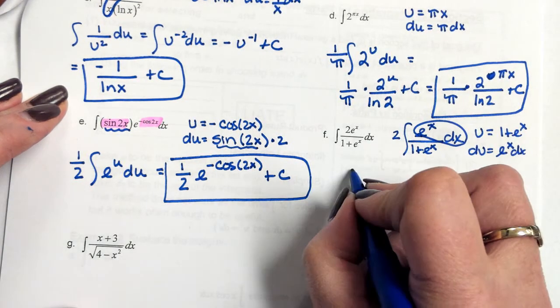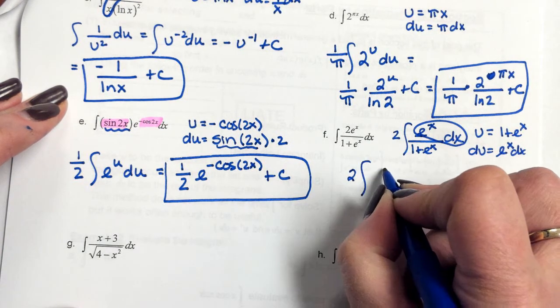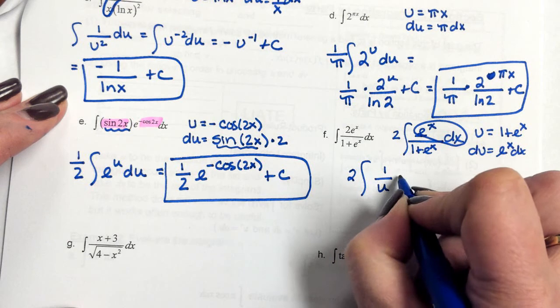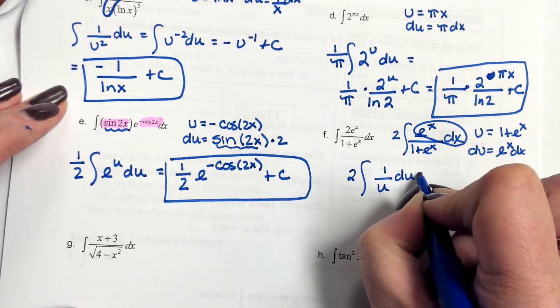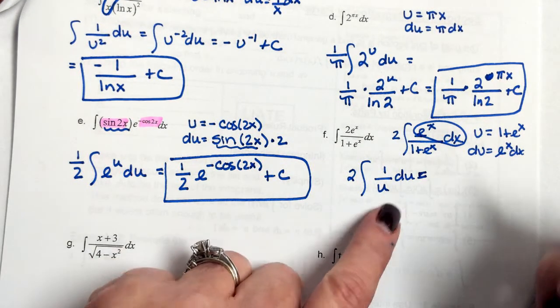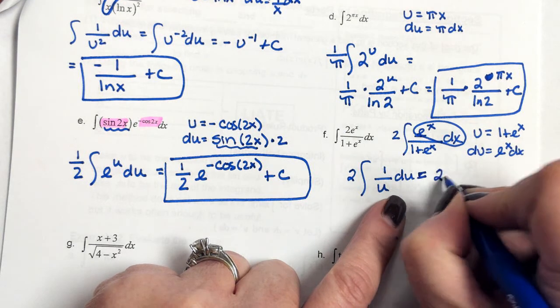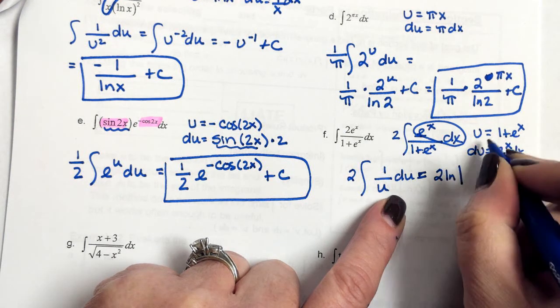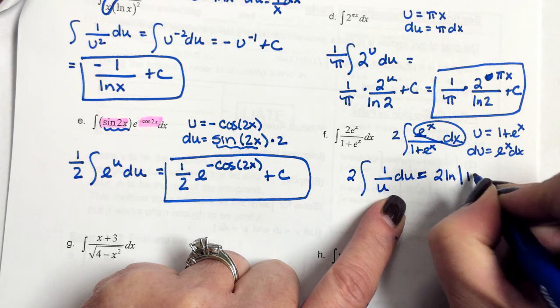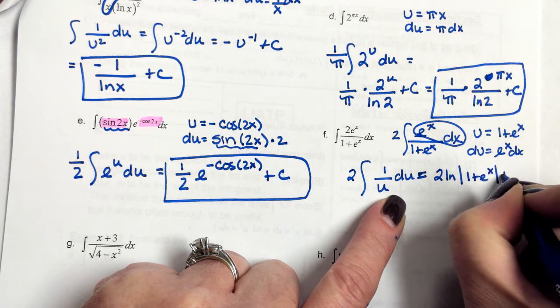So I can rewrite my integral as 2 times the antiderivative of 1 over u du. When I integrate 1 over u, that's going to be 2 times the ln. I'm going to substitute u back in. That'll be my 1 plus e to the x plus c.